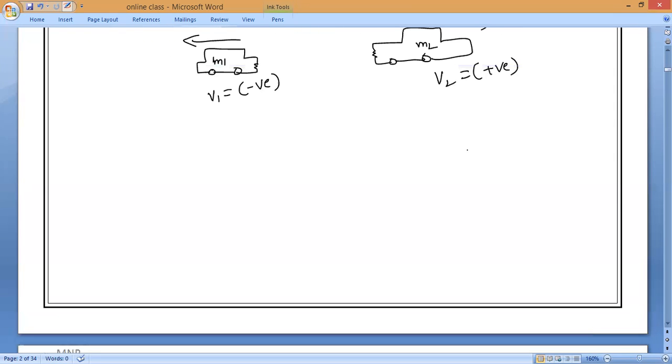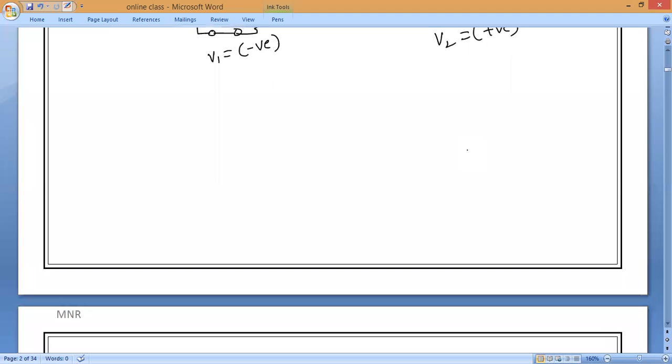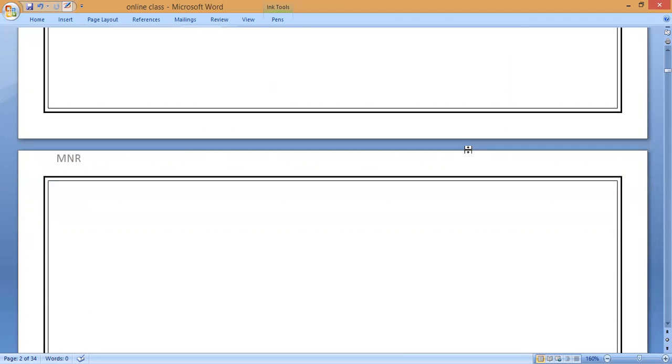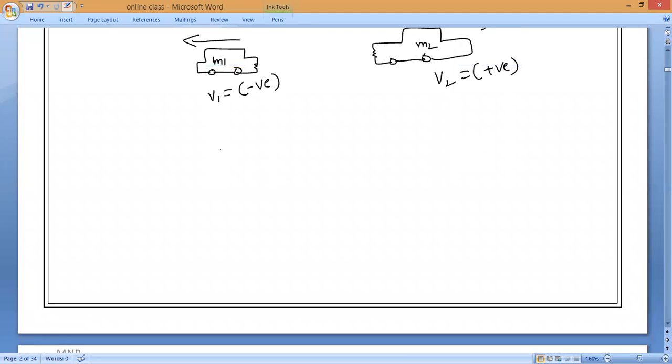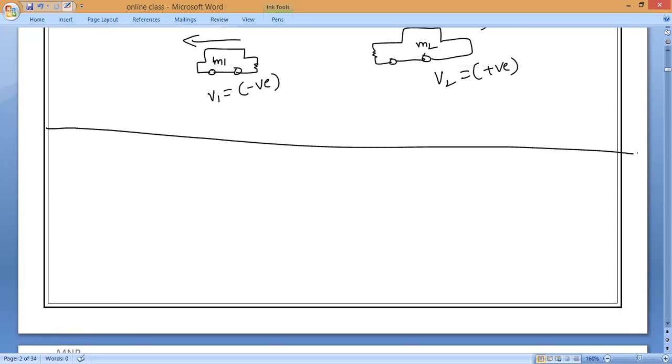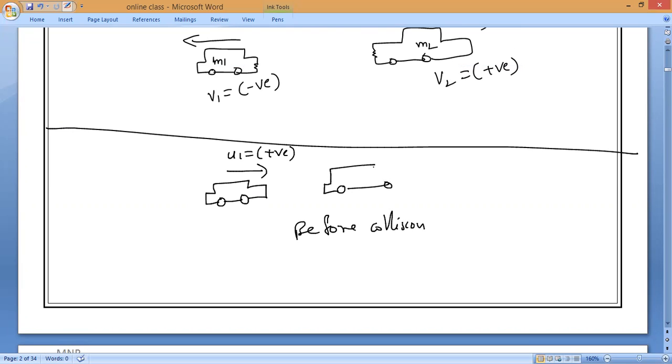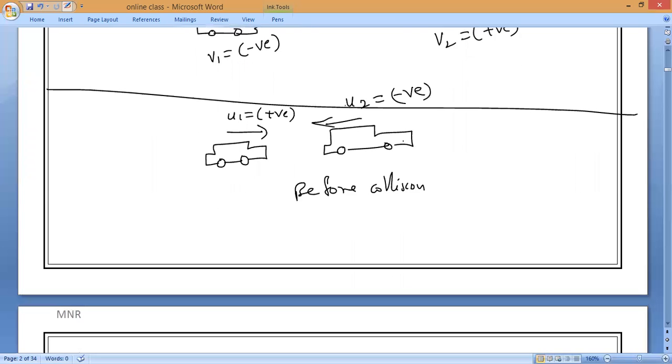Okay. Now, observe very carefully. Next case is first, bodies are coming in opposite direction. Bodies are coming in what direction? Initial velocity is positive before collision. Now, this body is coming in this direction. Now, this velocity we have to consider what? Initial velocity negative. Okay, everybody?